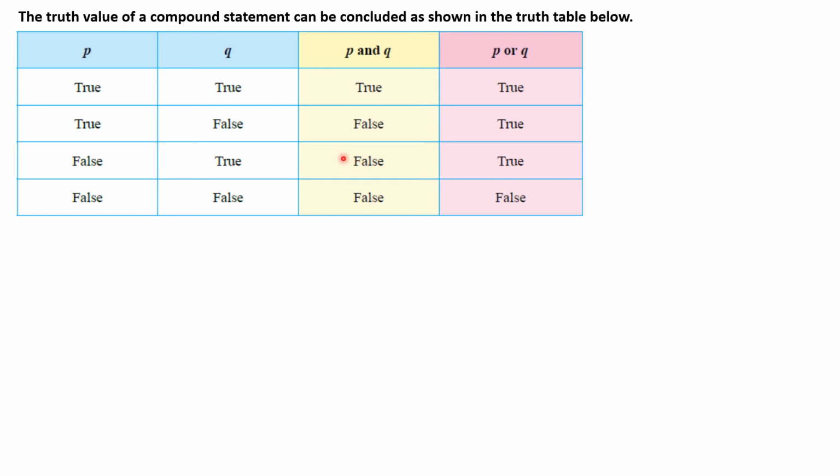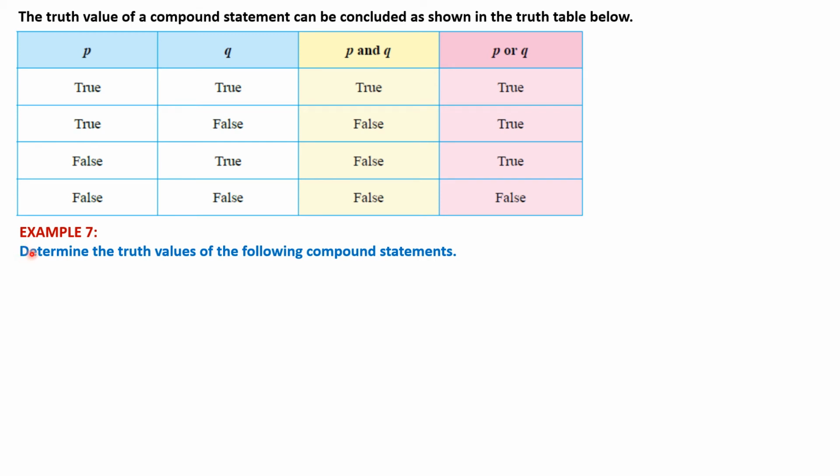The third one is also the same. If P is false and Q is true, and we combine them using the word "and", P and Q, the compound statement is false. If we use P or Q, this one is true. And then the last one, if P is false and Q is false, of course, when we combine the statements P and Q or P or Q, if both are already false, that means the compound statement is false, okay?